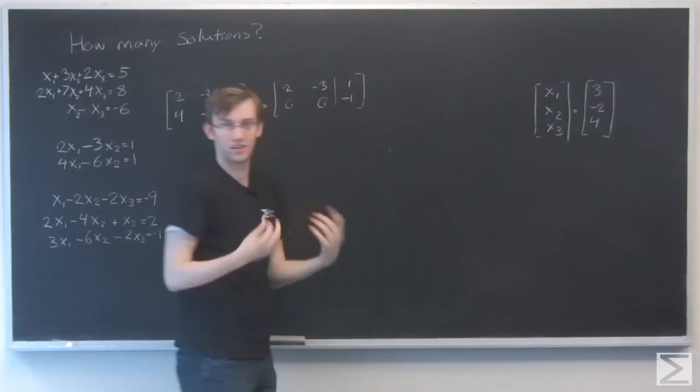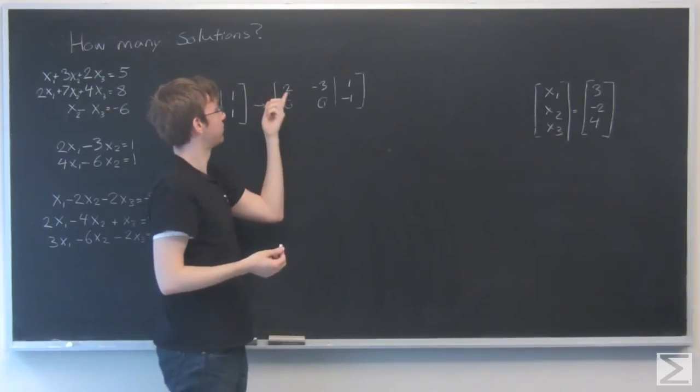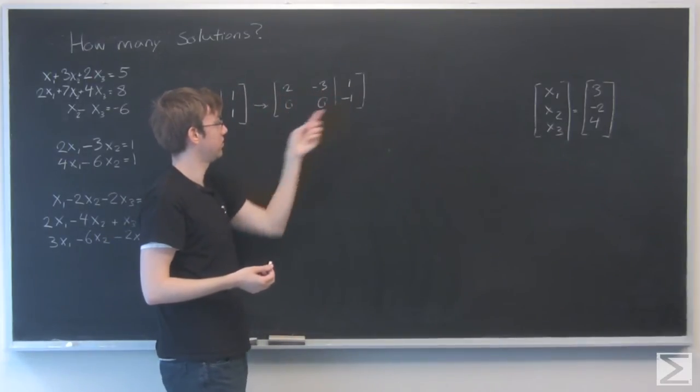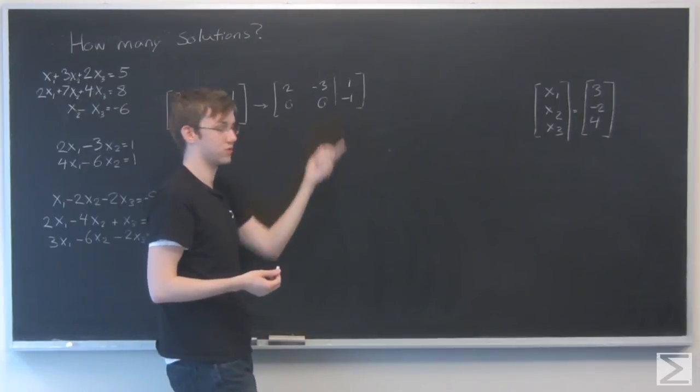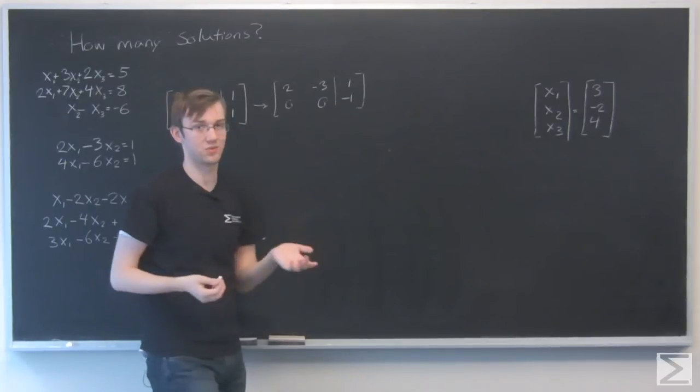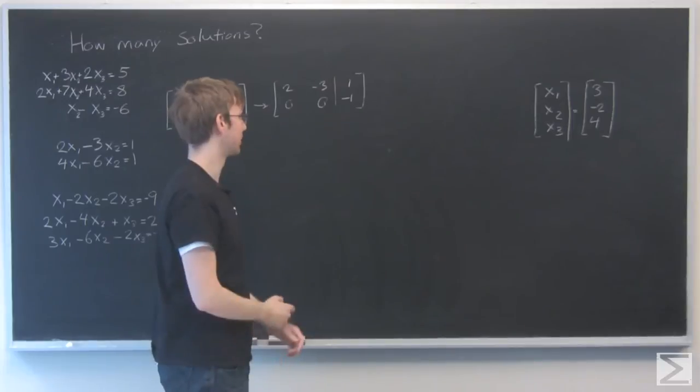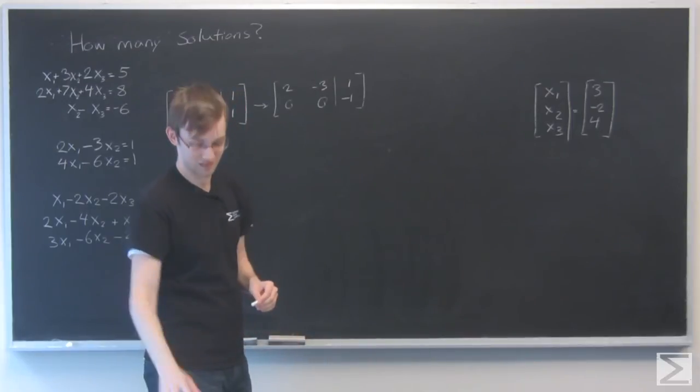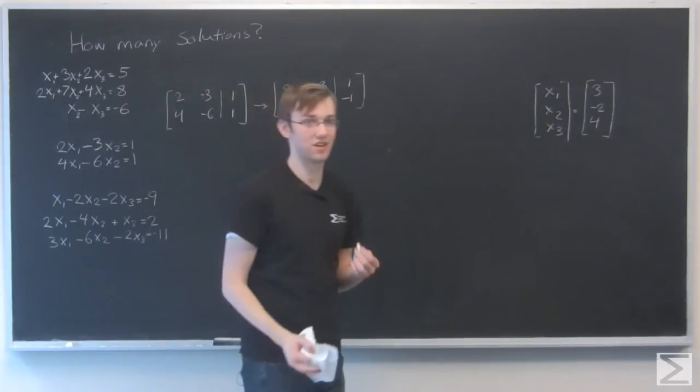And here we've hit an error. Here we have 2x1 minus 3x2 equals 1, but then 0x1 plus 0x2 equals negative 1. So that's what's called inconsistent. That can't be. We have a problem. So that's why we say that this system has no solution.